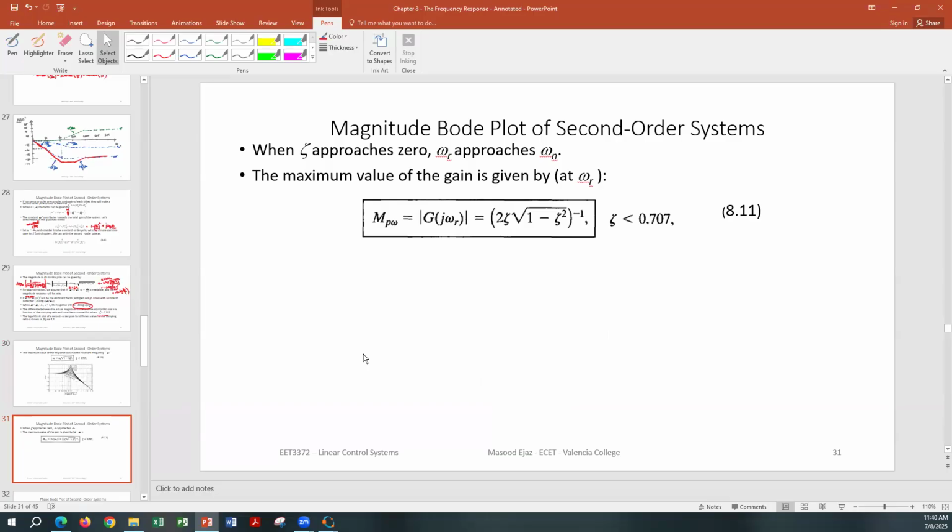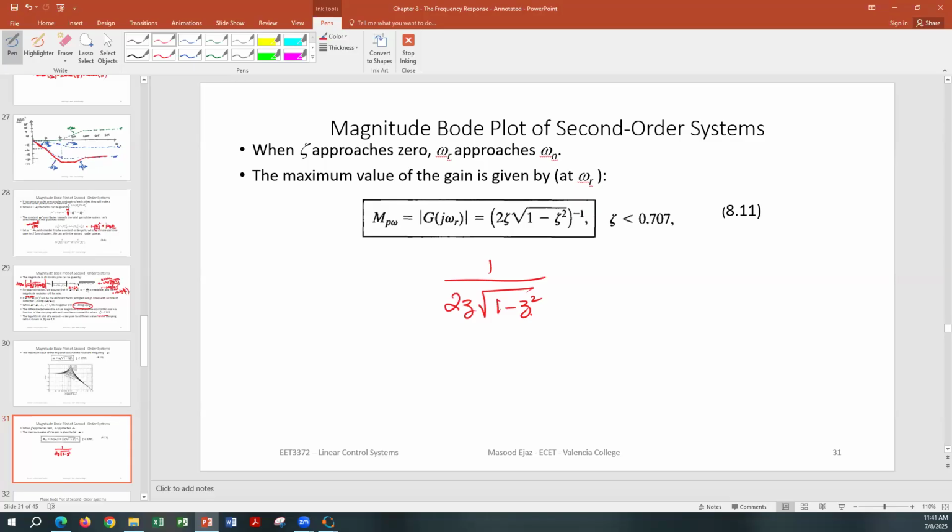The maximum value of the gain at omega r is 2 zeta square root of 1 minus zeta square inverse, which basically is 1 divided by 2 zeta square root of 1 minus zeta square. Zeta is less than 0.707, because if zeta becomes greater than 0.707, the square root becomes negative. So that's going to be the peak value at omega r.